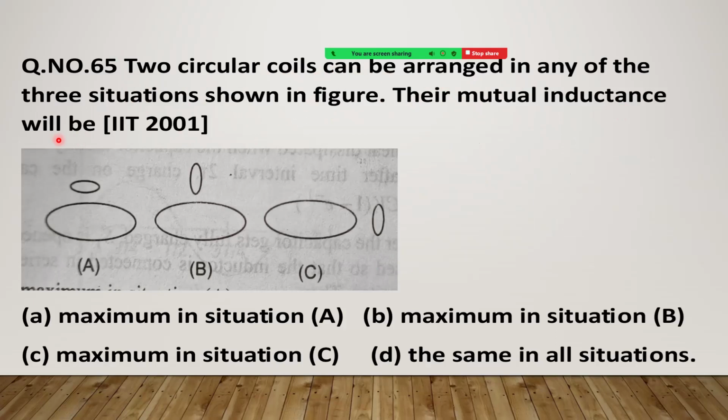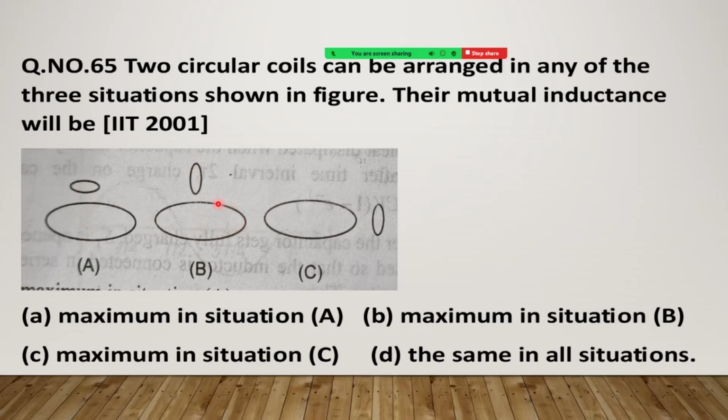Now see carefully. Here both are in the same plane, meaning the planes are parallel, right? So here the flux linked with this one will be maximum. And if you see here, the flux linked will be minimum, or we can say it is 0. See carefully. When we calculate flux, it is B bar dot A bar.